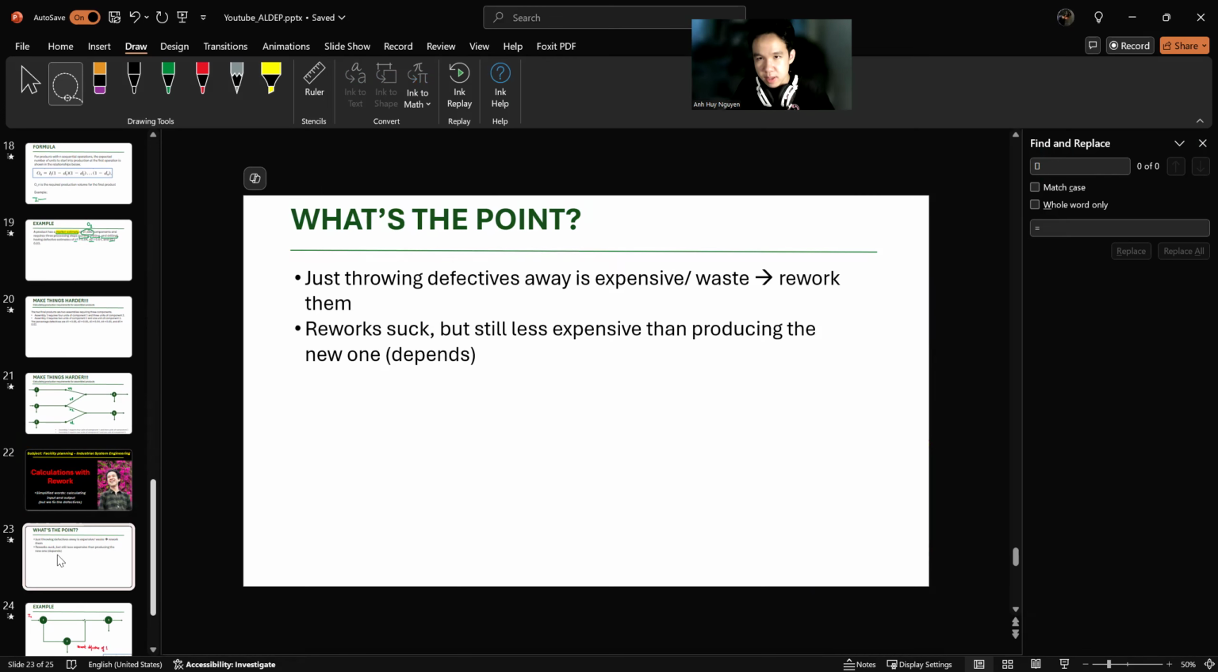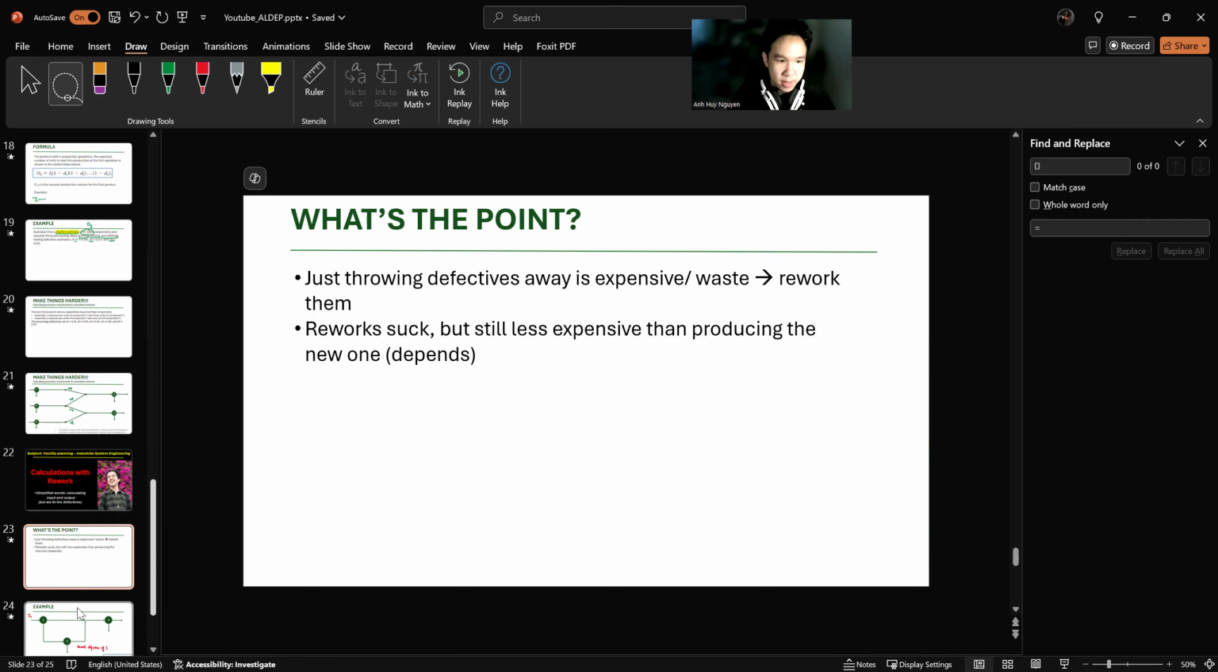So what's the point? In many cases, in most of the cases, if you have a defective product and you just throw it away, it is a waste, and it's very expensive. So many companies try to rework the product instead of just throwing them away because although rework sucks, it is still less expensive than producing a completely new product. So it depends on each type of product.